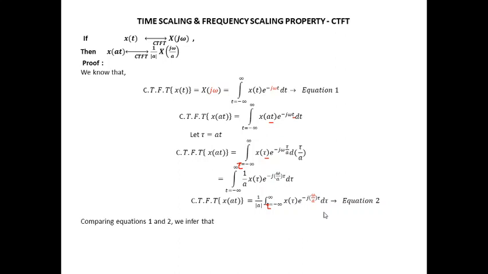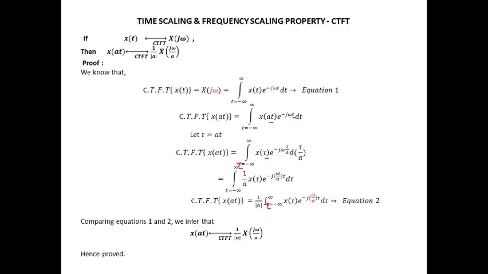So comparing equation 1 and 2, we can very well infer, just as in the previous one, that you can take this 1 by mod a inside. So you will automatically see that x of at Fourier transform will be 1 by modulus of a x of j, and instead of omega you will be getting omega by a. Because in equation 1 you have omega, here it is omega by a. So you will be getting x of j omega by a. So this is 1 by modulus of a, and hence it is obtained over here.